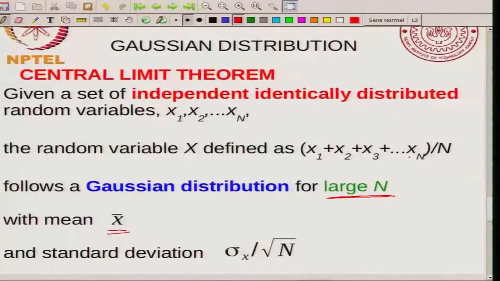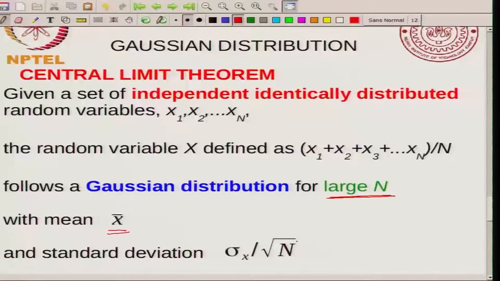So, this is the central limit theorem that says that if you have many independent identically distributed events, and you take the average of them, you will get a variable that follows a Gaussian distribution, provided you take a large enough number of them. And the mean will just be the same as the mean of any of those variables, and the standard deviation actually goes down. So if you take larger n, your standard deviation will drop. So the standard deviation decreases with increasing n.